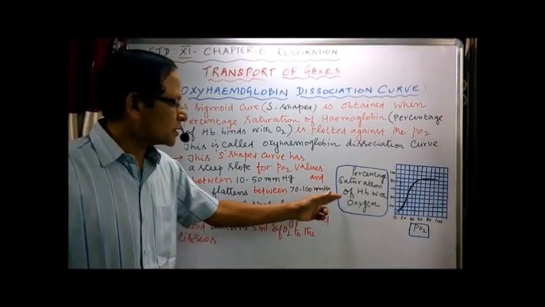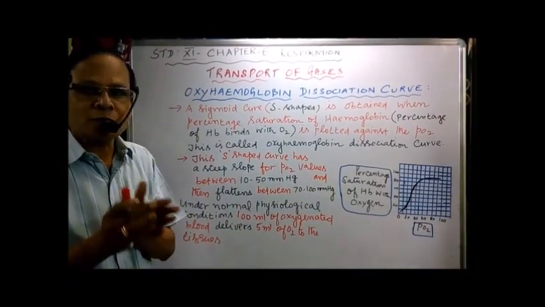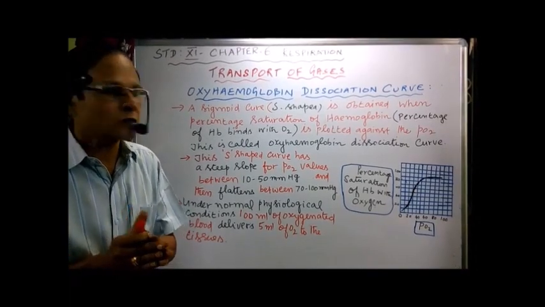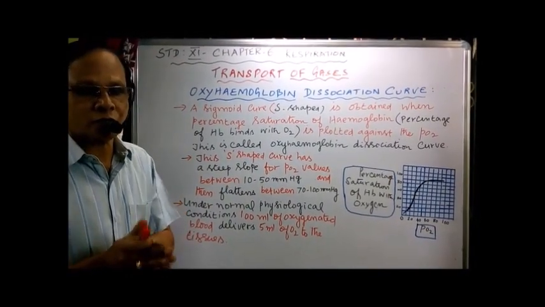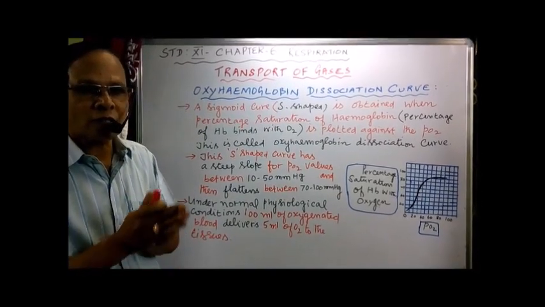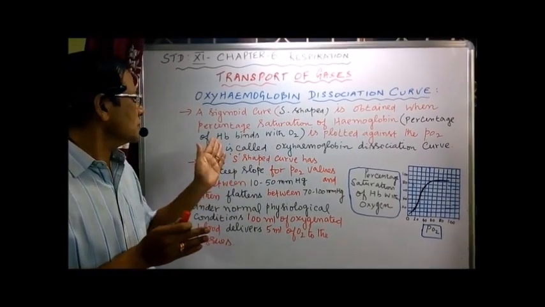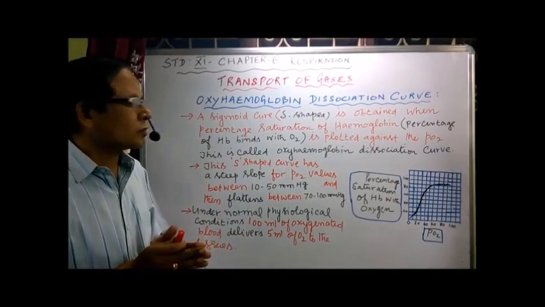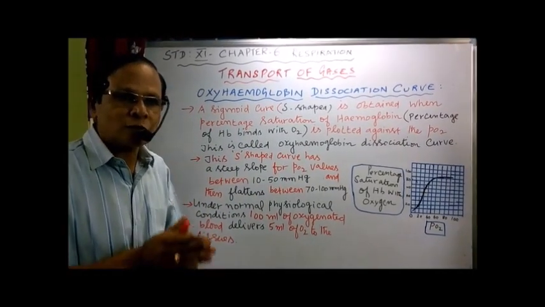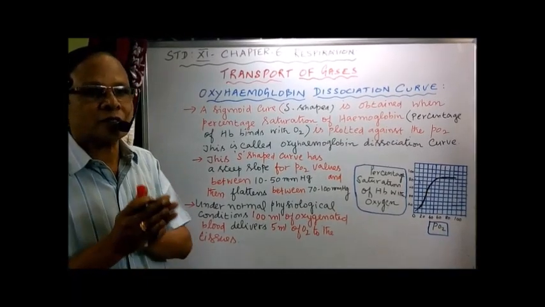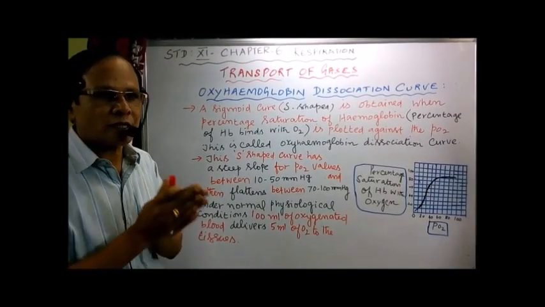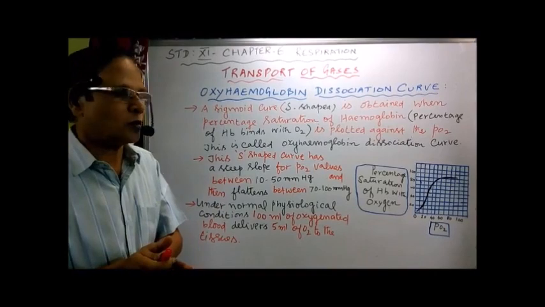Now what is percentage saturation of hemoglobin? This is the percentage of hemoglobin that binds with oxygen. In a normal condition, the percentage of hemoglobin bound with oxygen, or percentage saturation, is about 97%. We cannot receive 100% saturation. We can receive only 97% saturation.